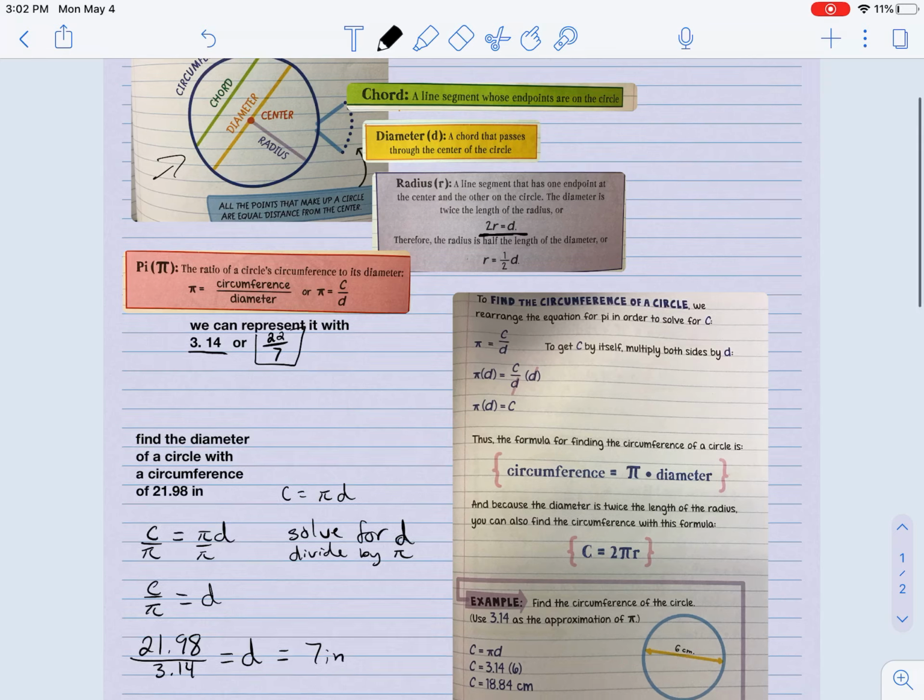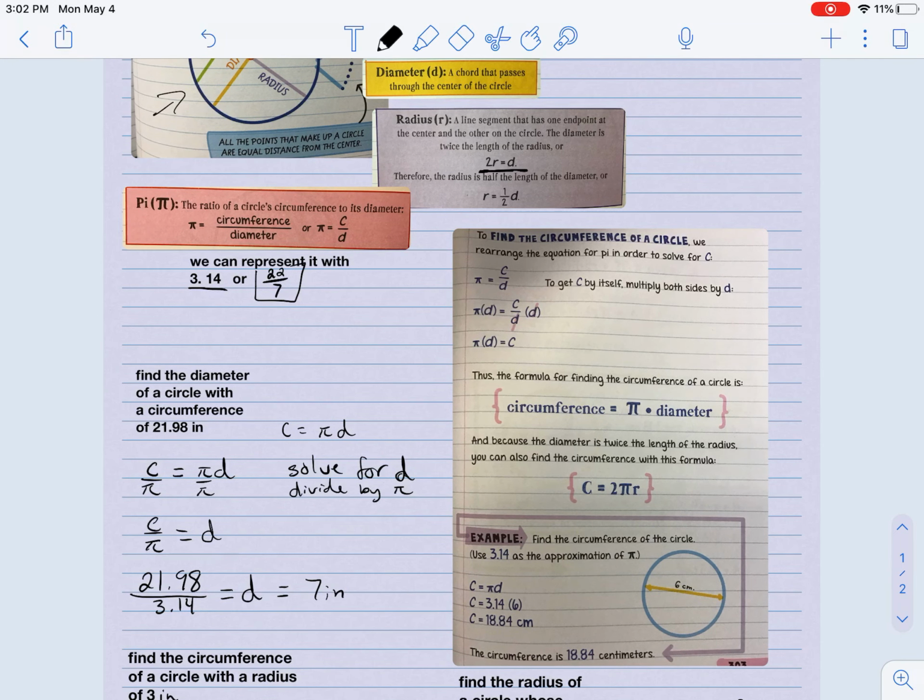To start off, to find the circumference of a circle, we rearrange the equation for pi. Right here is our equation for pi. We're going to rearrange that and solve for c. To get rid of dividing by d, we multiply both sides by d, and that's what's going on right here. Then we're left with pi times diameter equals our circumference. Now that we have that equation, if we are given a diameter, we can find our circumference.